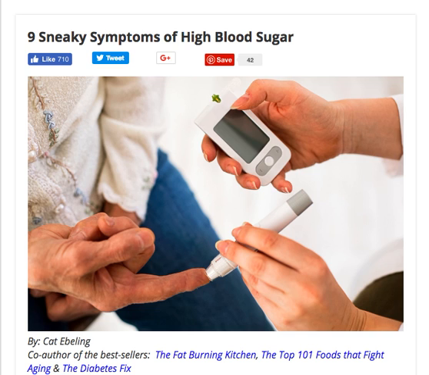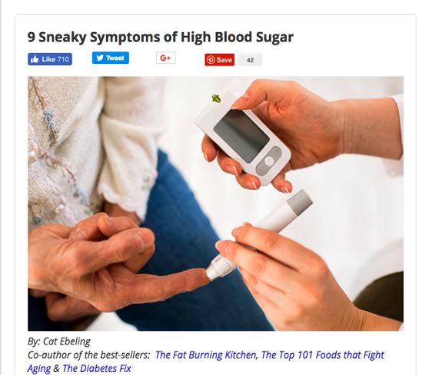Vocabulary is worth 25%, so we need to build it every day, word by word, phrase by phrase. Let's read an article. It's called 9 Sneaky Symptoms of High Blood Sugar.